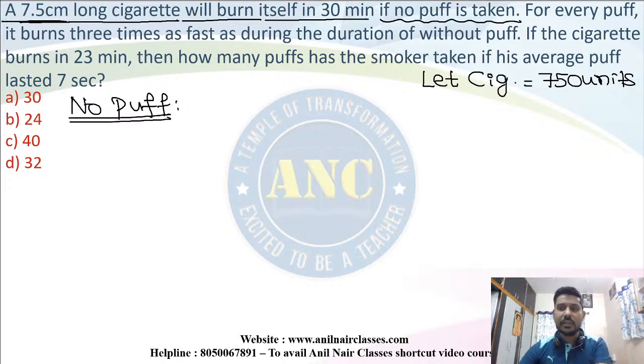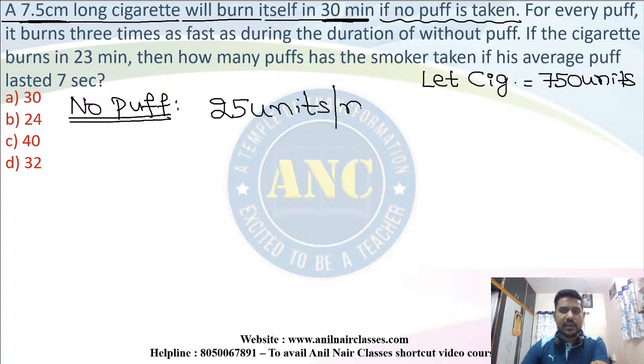Total units is the total that needs to be completed. For example, instead of cigarettes, I will come back to my chocolates example itself. Totally 750 chocolates are there, and it will take 30 minutes to complete those 750 chocolates present in the box if no puff is taken. So can I say that the efficiency is 750 divided by 30? It is 25 units per minute.